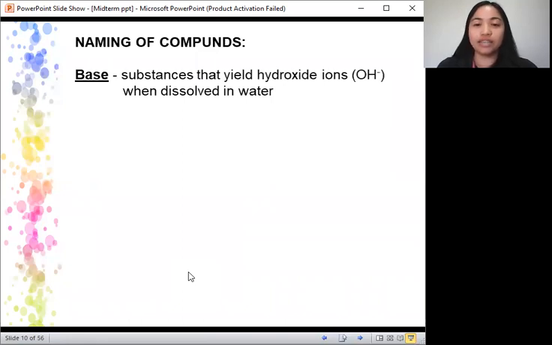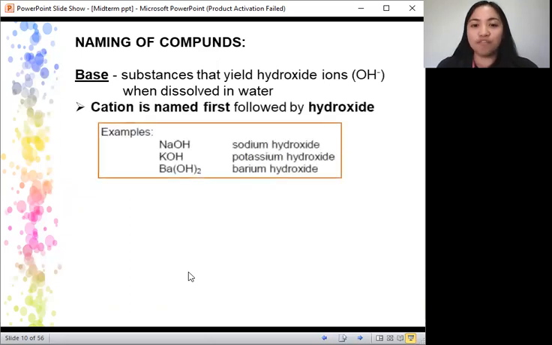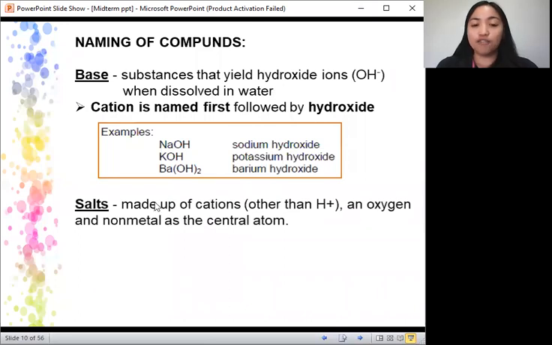Bases are substances that yield hydroxide ions when dissolved in water. The cation is named first, followed by the word hydroxide. For example, NaOH, KOH, and Ba(OH)2. You name first the cation, for NaOH, the sodium, and then you add the word hydroxide for the OH. And next is for the salts.